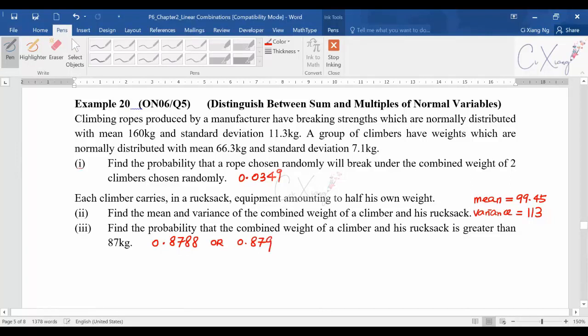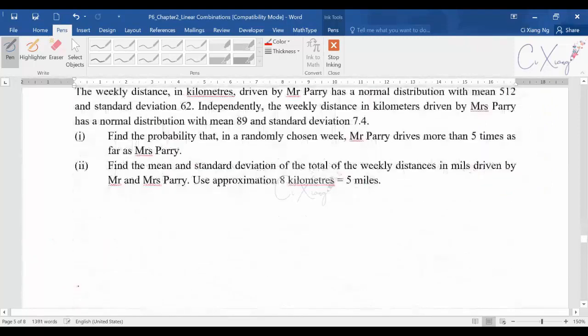All right, so for these 3 parts, please make sure you go and try them first. So mainly it is to test whether you understand or not whether this question belongs to sum or belongs to multiple. Okay, so have a try. If you have any question, please let me know. Alright, then let's continue to the next example. Let's have a look at Example 21.